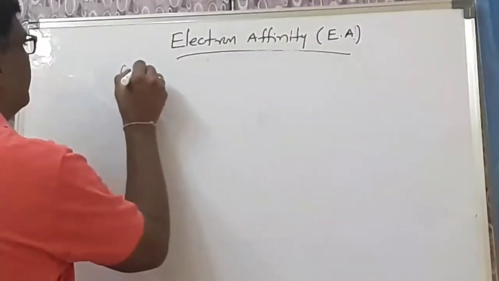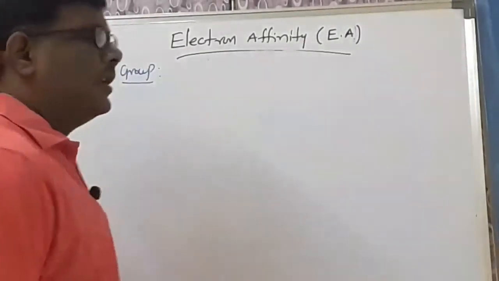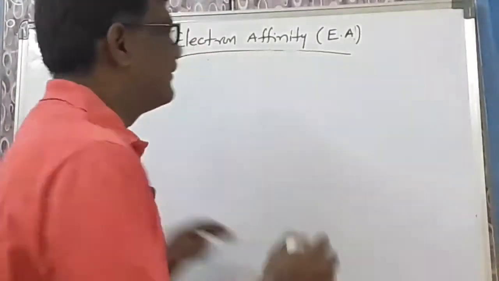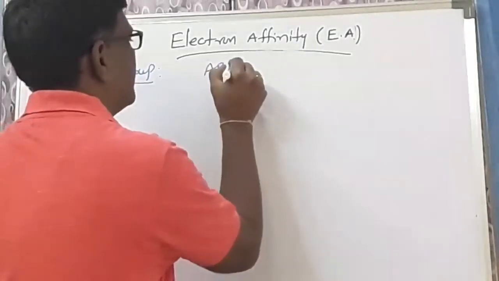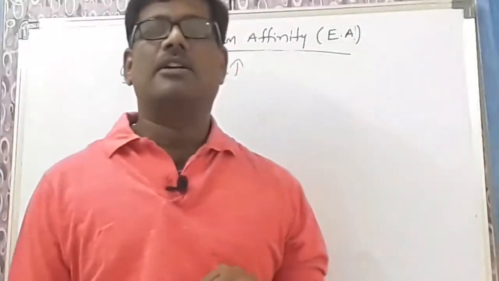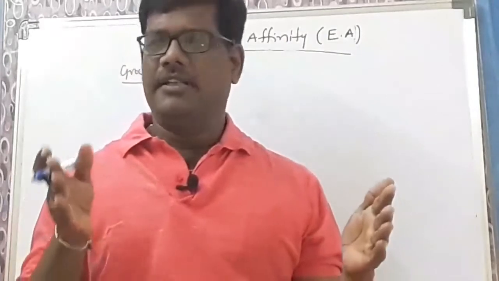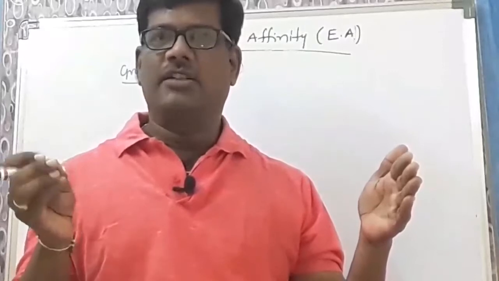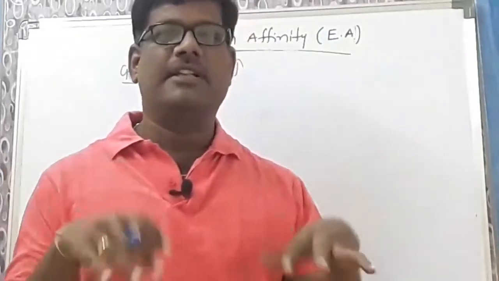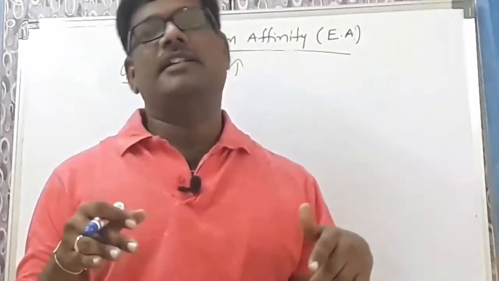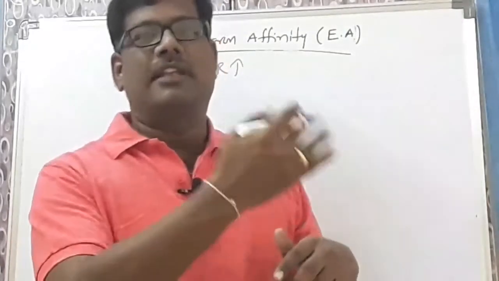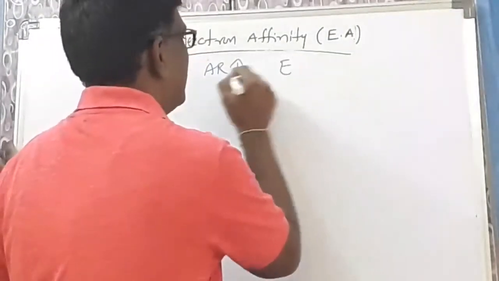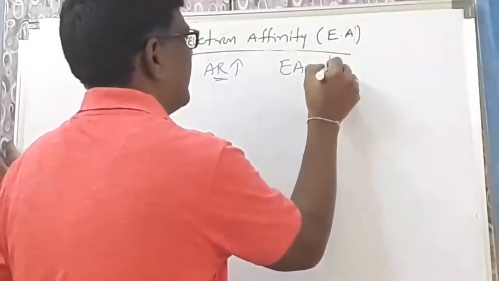Group. In a group, how do we have to move? In a group, as we move top to bottom, what happens? Atomic radius increases. So we already discussed, what is the atomic radius? Distance between the center of the nucleus to the valence electron. If it increases, nucleus attraction over valence electron decreases. Nucleus attraction decreases, nothing but by adding one electron, energy released is also less. Nothing but electron affinity will be less. So as the atomic radius increases, electron affinity decreases.